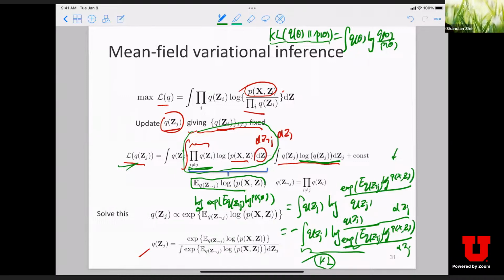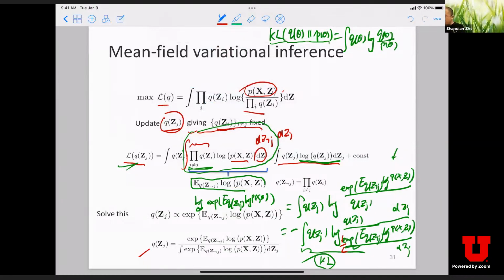But here, it looks like we found a way to identify which Q(Z_j) should be optimal, right? But the problem is that the denominator here is not a distribution. It's not guaranteed to be a distribution because it is unnormalized. So the idea is, why not just put a normalizer here? I'm not using Z, I'm using C to represent the normalizer.